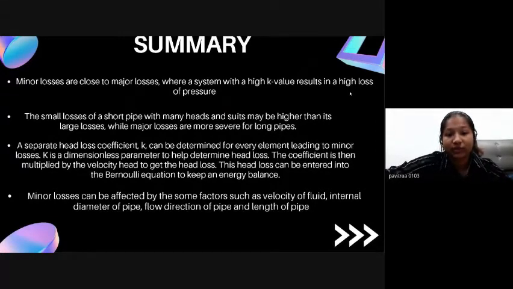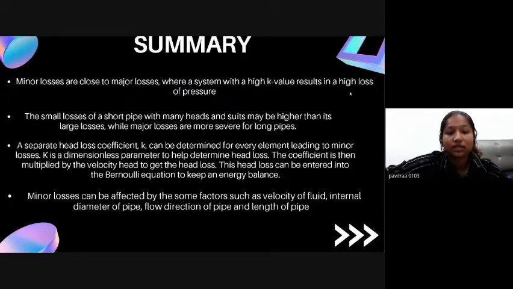Compared to frictional effect, pressure loss is less important as a fluid experiences fittings such as pipes, bends, inlets, outlets, contraction, or expansion. As a result, this applies to slight losses or minor losses. The minor losses of a short pipe with many bends and fittings may be higher than its major losses, while major losses are more severe for long pipes.